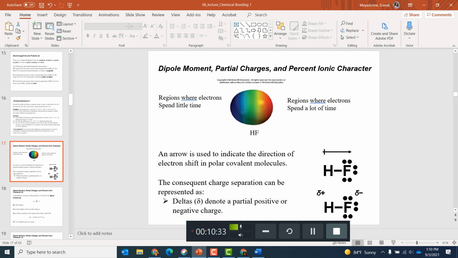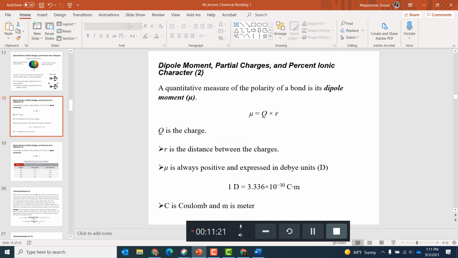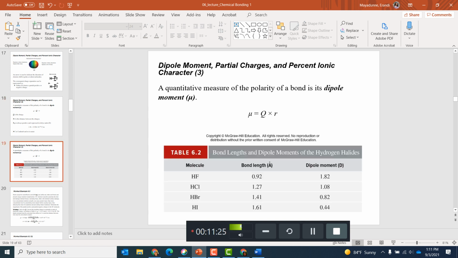The delta sign, as I told you: when there's bonding between two atoms, mainly covalent bonding, fluorine is more electronegative, so it pulls the electron cloud towards itself, resulting in a partial negative charge on fluorine and a partial positive charge on hydrogen. That is the partial charges. And then the dipole moment, you calculate it this way. Dipole moment mu equals charge Q times R, the distance between the charges. Mu is a constant, always positive. That's how you calculate the dipole moment.